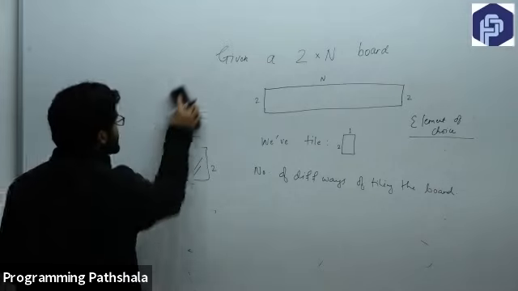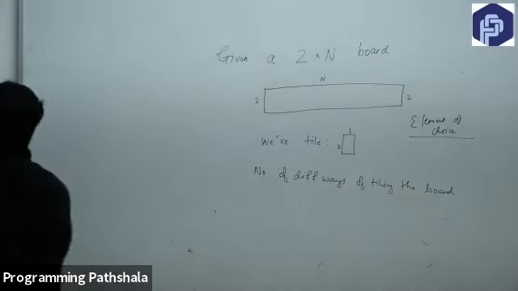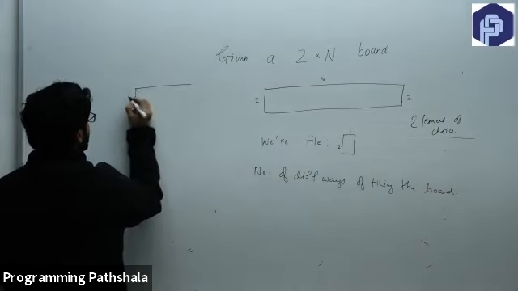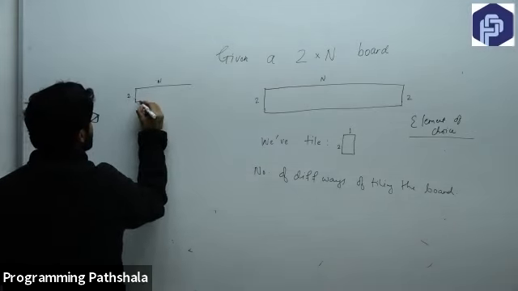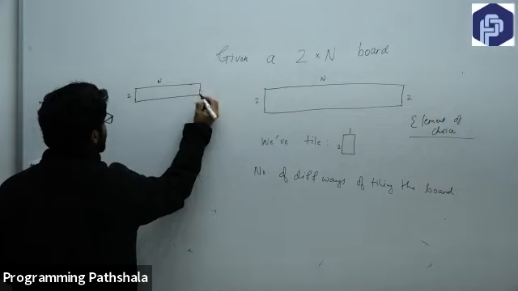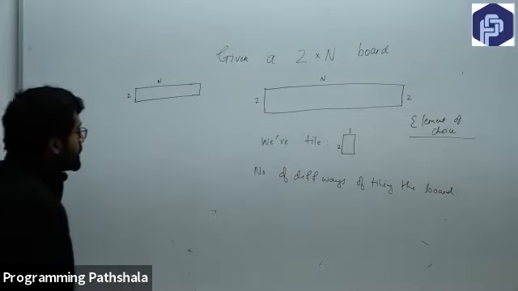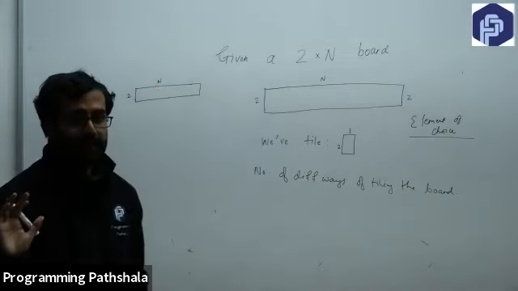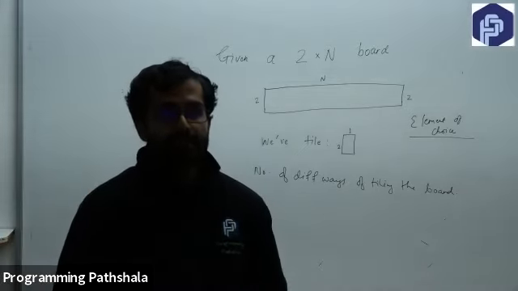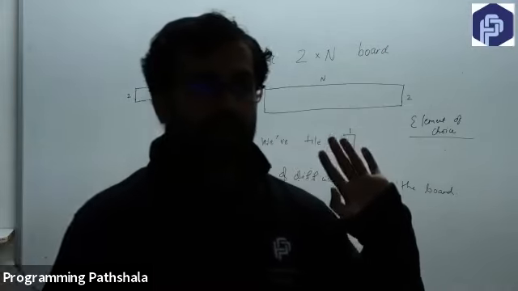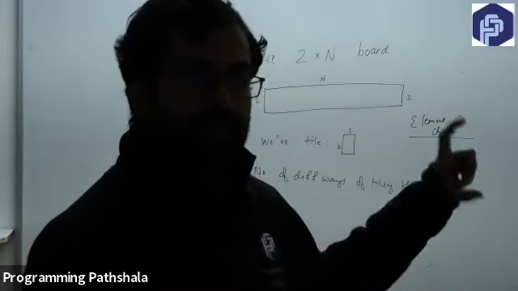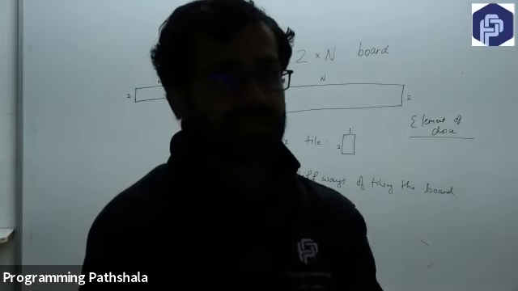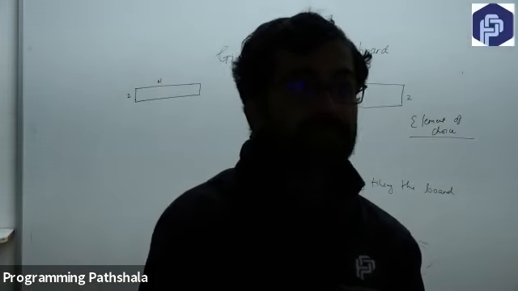Element of choice means that, guys, let's say I want to start solving this problem. Let's say this is our 2 cross n board, and I want to start solving it. So I just pick up this tile and start my process of tiling. Do you have choices or do you just have one choice? To start with the first tile, do you just have one choice or multiple choices? And if you have multiple choices, what are those choices?